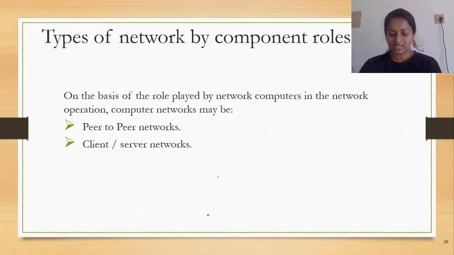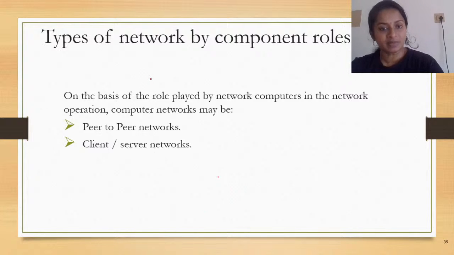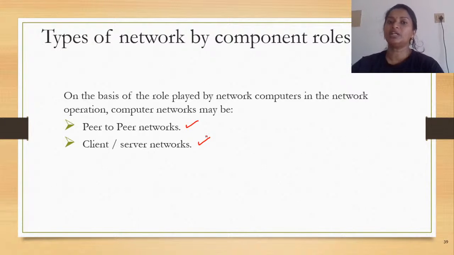Now we saw the types of networks based on geographical distance. Now we are going to see the ones based on the component roles. On the basis of the roles played by network computers in the network operation, computer networks are classified into peer-to-peer networks and client-server networks. The client-server model we already saw, but we'll be looking into it in detail here also.